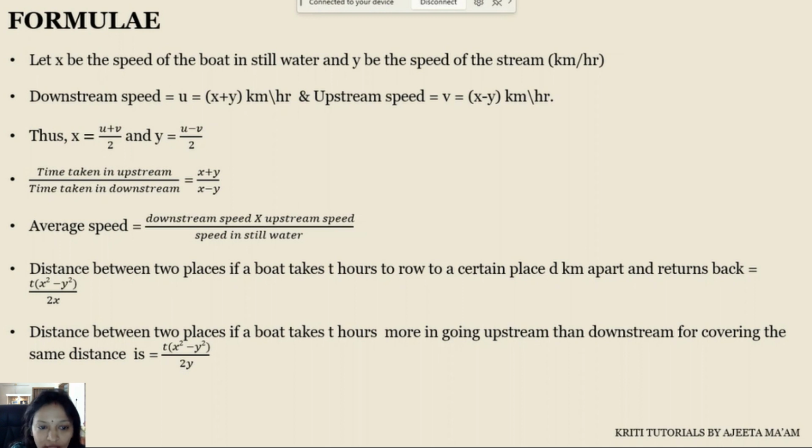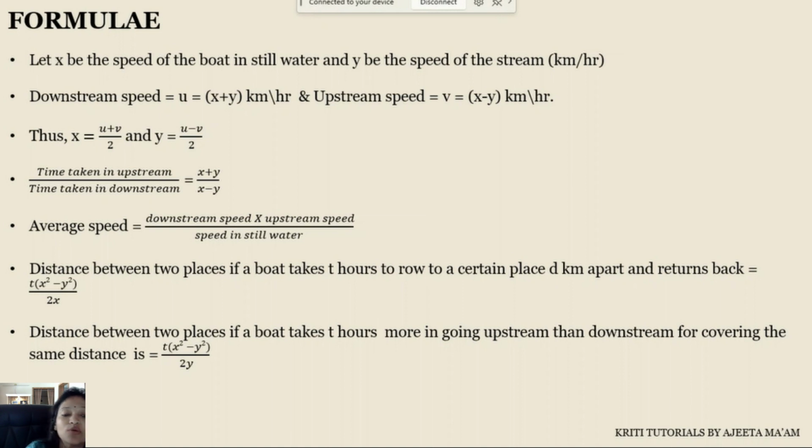Now what does it mean? Suppose you are going in a boat in water. If water is still, then your boat will move with its own speed, irrespective of whether water is flowing or not. Water is not flowing in this case. Now, if the water is also flowing, that is the speed of the stream or the speed of the current. So if x is the speed of the boat in still water and y is the speed of the stream, two components are there for the speed.